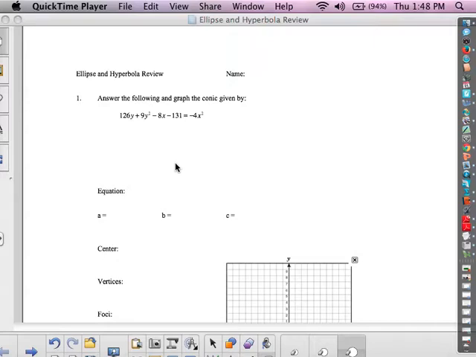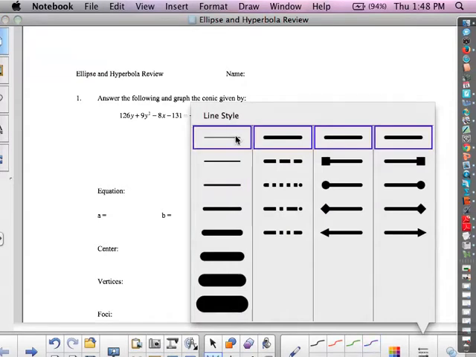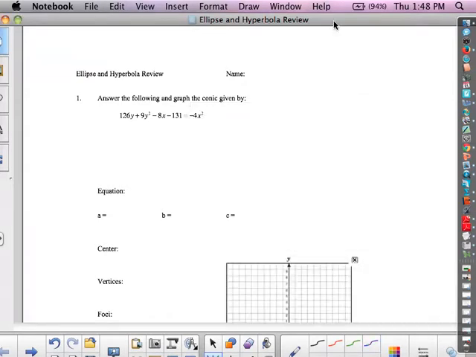Okay, let's take a look at a couple of these review problems for the Hyperbola and Ellipse quiz for tomorrow. So when you're given this question, the first thing you want to do is try to get the problem into standard form. So I would start by adding the 4x squared to both sides and putting the x terms together and the y terms together. And I would then add the 131 onto the right-hand side.